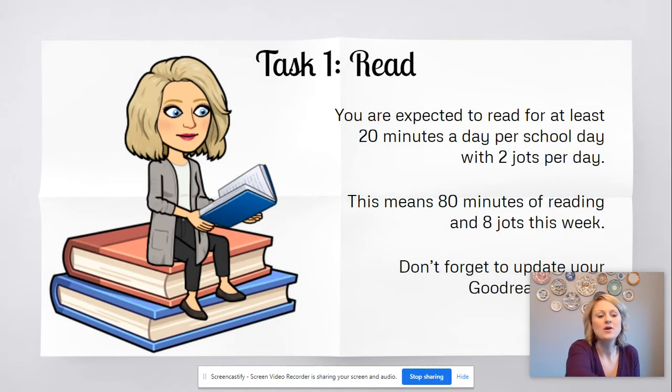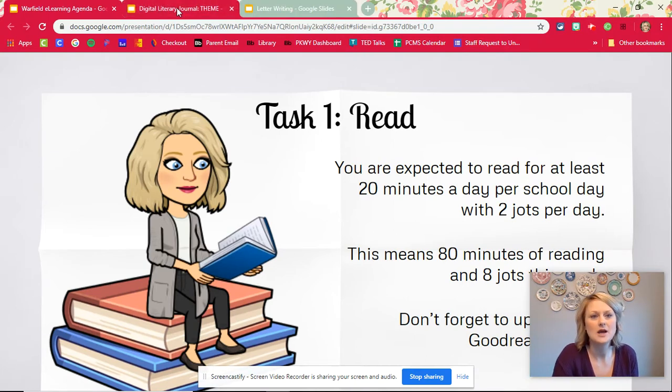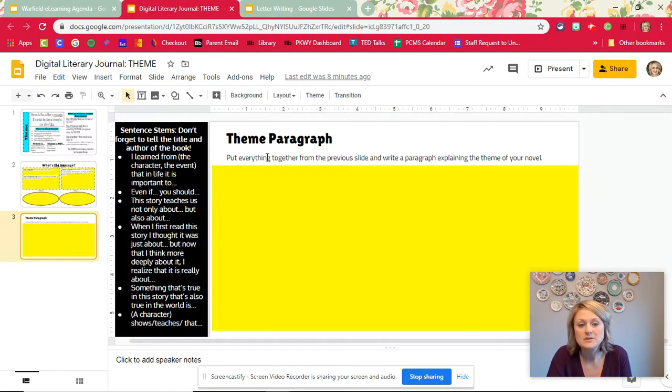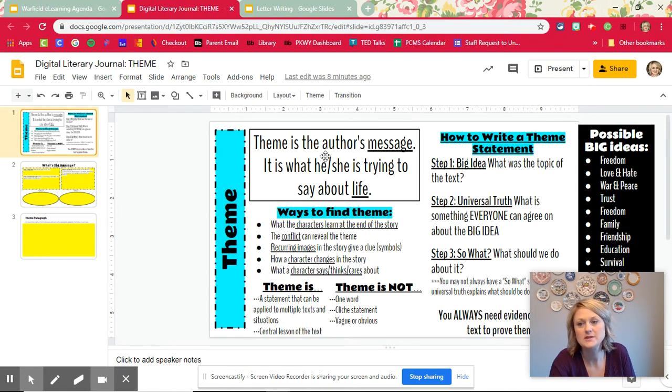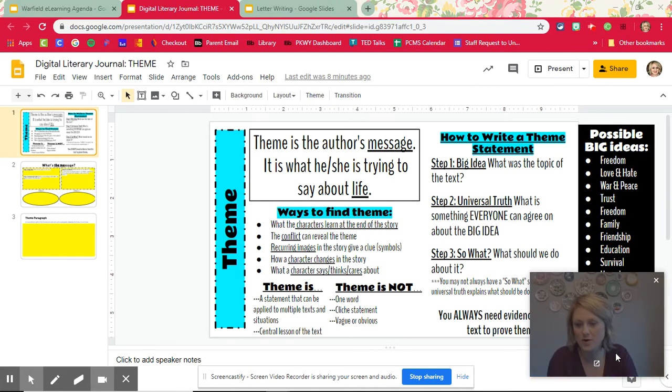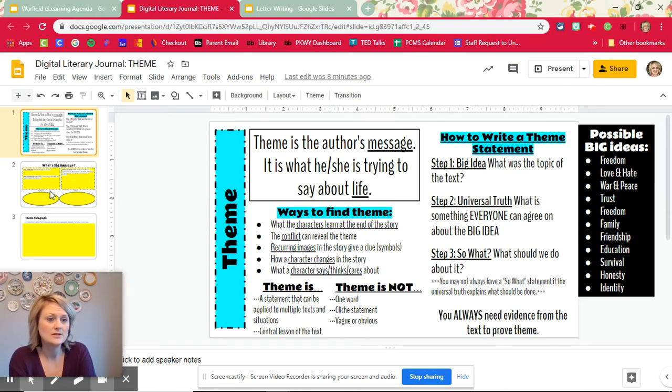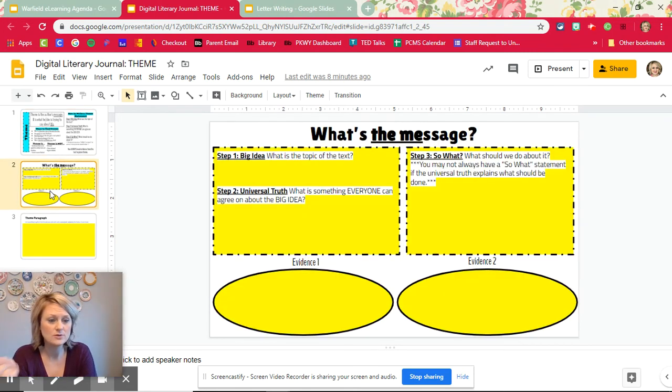So our theme, let's talk about that first. Our digital literary journal is focused, of course, on theme. You have 3 slides total, but this first slide is the anchor chart for theme. So let's move this over here for now. It goes through the anchor chart for theme. It has all the information, everything you need to know about theme. And then your next slide, of course, anything that's yellow is what you're going to fill out.